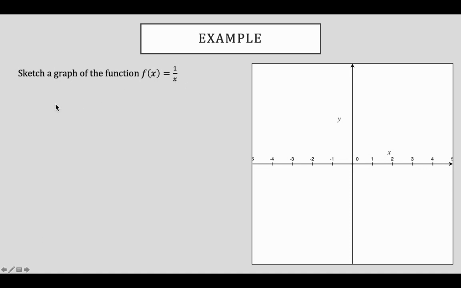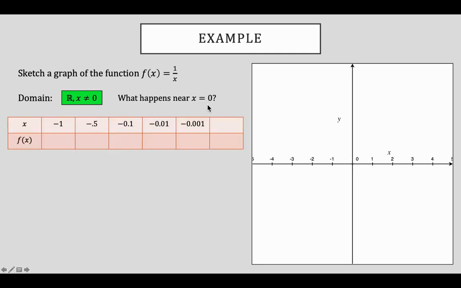So what is our domain? Well, as you guys know, the denominator of a fraction cannot equal 0. Therefore, our domain is going to be all real numbers except for x cannot equal 0. If we plug in 0 into the function, it is undefined. So let's talk about what happens near x equals 0. Well, let's create a table of values.